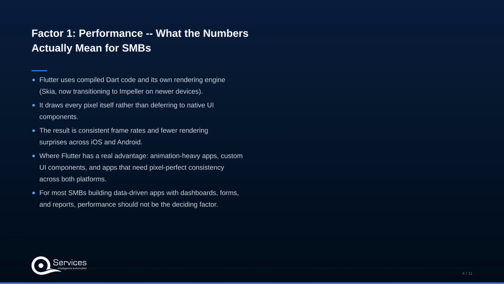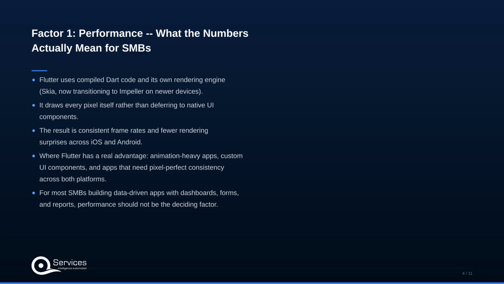What the numbers actually mean for SMBs. Flutter uses compiled Dart code and its own rendering engine. It draws every pixel itself rather than deferring to native UI components. The result is consistent frame rates and fewer rendering surprises across iOS and Android. React Native, with its new architecture, now uses JSI for direct synchronous communication with native modules, eliminating the old async bridge that caused stutters in earlier versions.